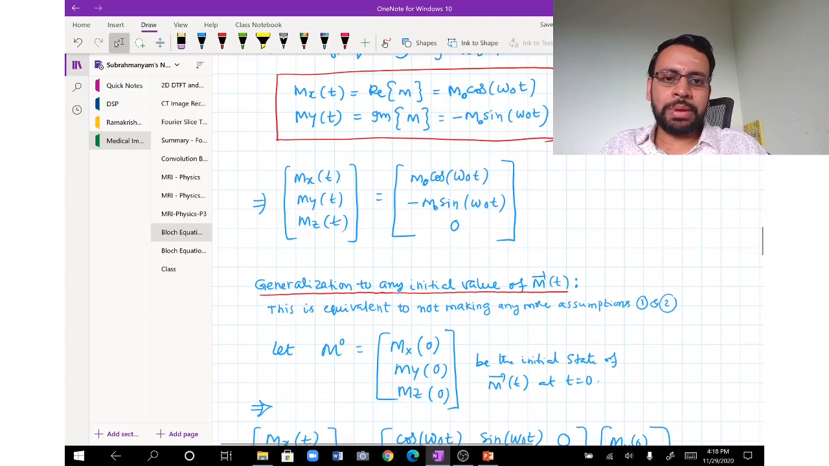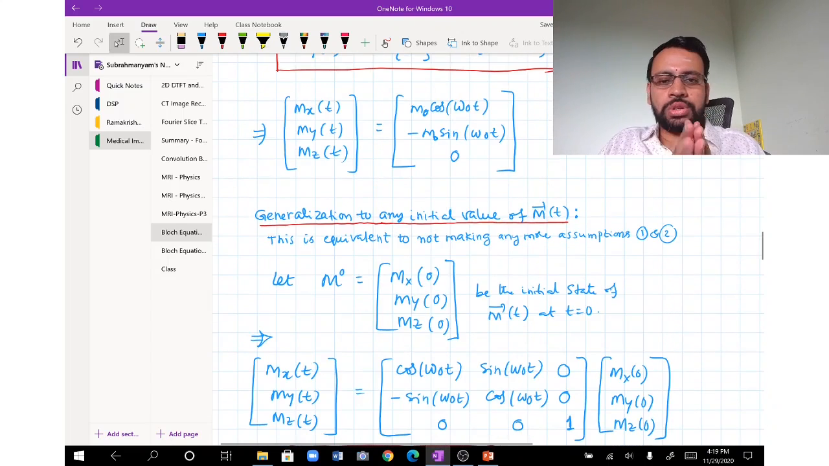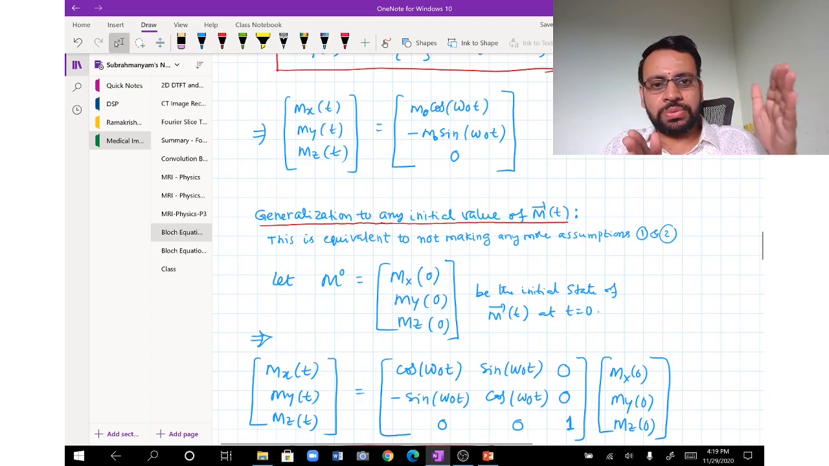Now let's keep everything together. So that would be Mx of t, My of t, Mz of t. This anyway is 0. We calculated earlier, particularly when we are ignoring the T1 and T2 relaxations. So this is the expression that we have got there. Now we start generalizing it further.